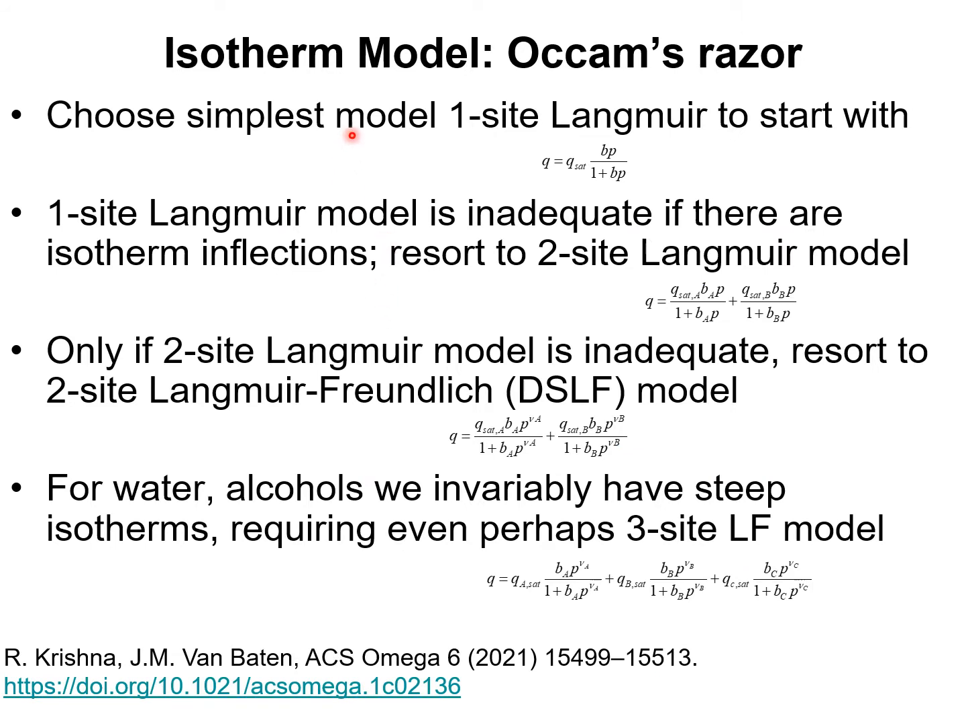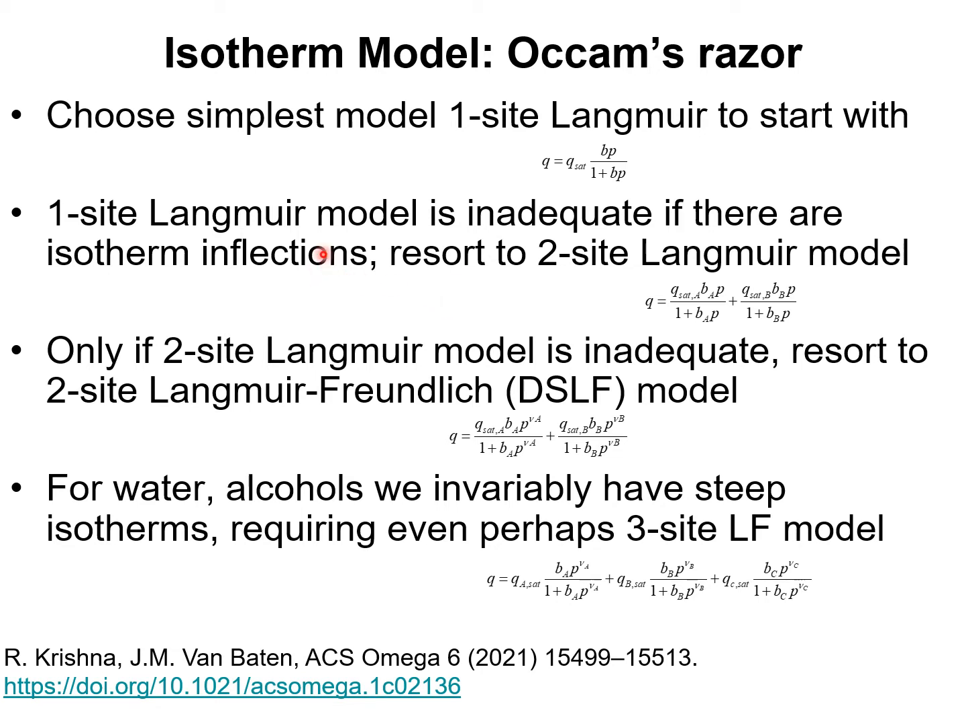I summarize in the slide the philosophy that I adopt in choosing the isotherm model for fitting experimental data on the unary isotherms. Applying Occam's razor, I start with the simplest model, the single-site Langmuir model, as shown in the foregoing two slides for barium RPZ. Only if the single-site Langmuir model is of inadequate accuracy do I proceed further to refine the model. And then I go one step up and choose the two-site Langmuir model with two different sites, and this is required if there are isotherm inflections.